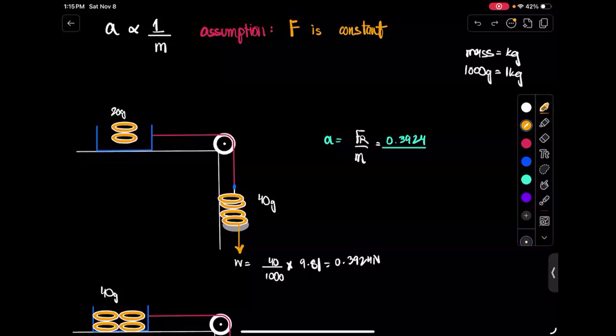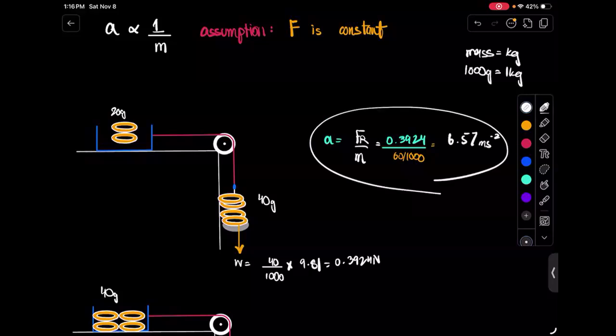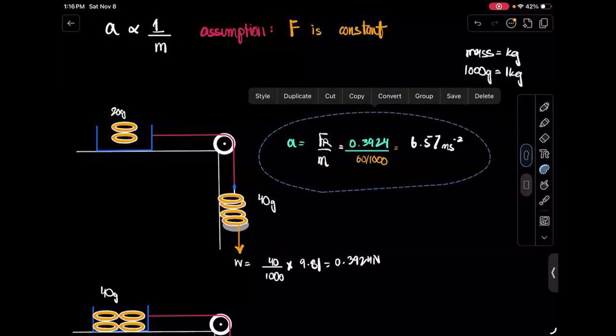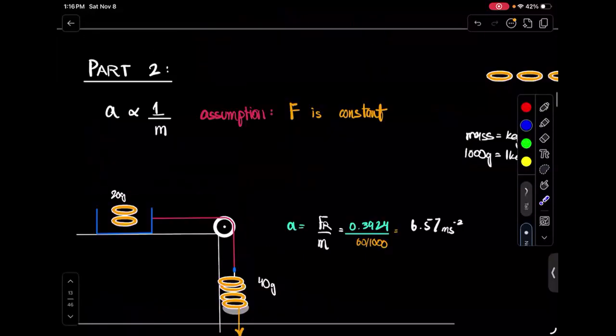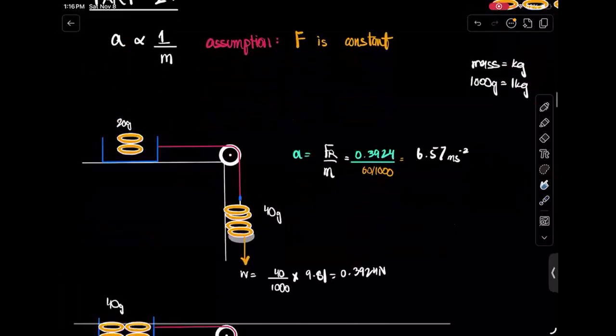That's just 40 plus 20, right? So that's actually going to be 60 divided by 1000. Why? Because I want 60. This is the total mass, 20 plus 40. So that's 60. Let's check it out. 0.3924 divided by 60 over 1000. So 6.57 m/s². This is the acceleration for the start. Okay. But now, how do I prove that when I increase the mass, acceleration falls?